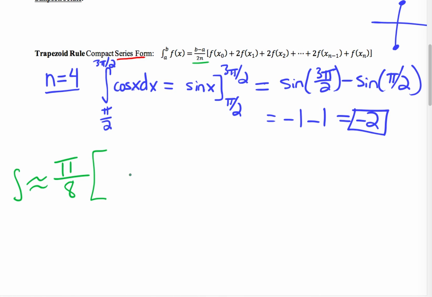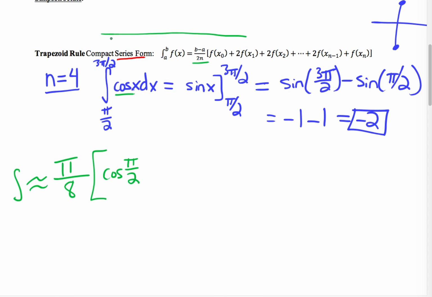Alright, so I'm going to have pi over 8, and then I have to go to the function, this function, evaluated at the left-hand edge. So I'm going to have the cosine evaluated at, you guessed it, a. And I think for this it might be really good to draw what n equals 4 looks like.